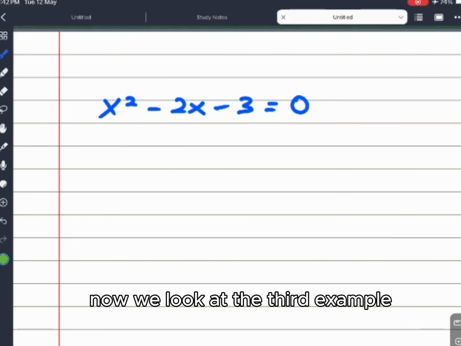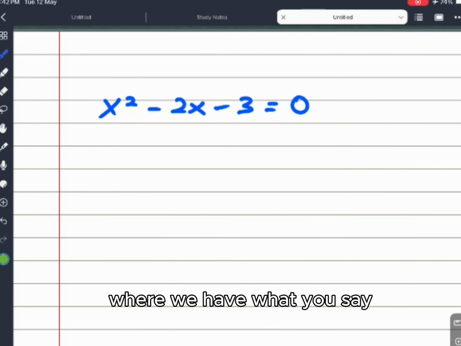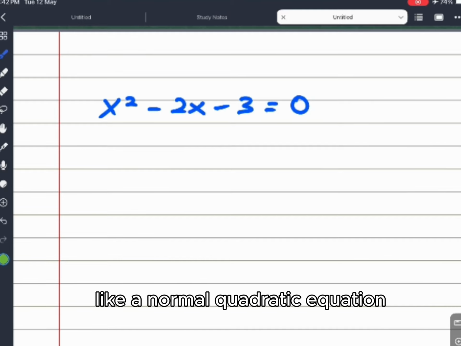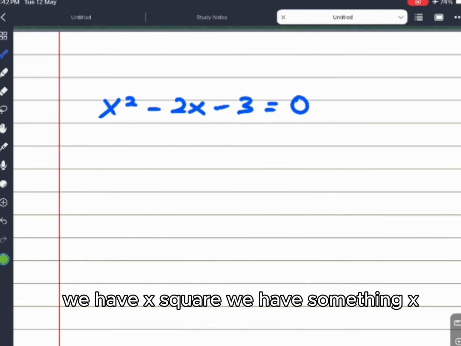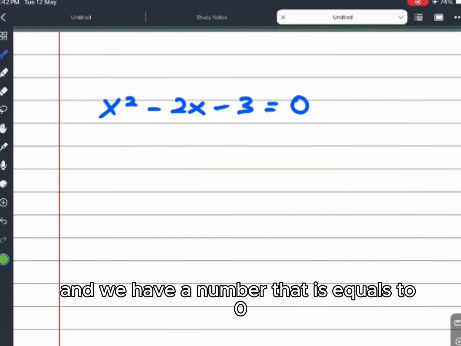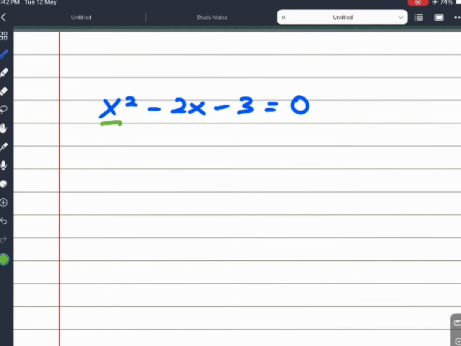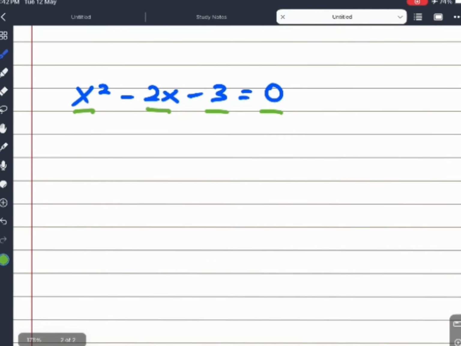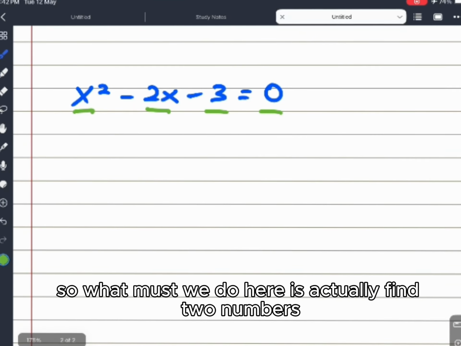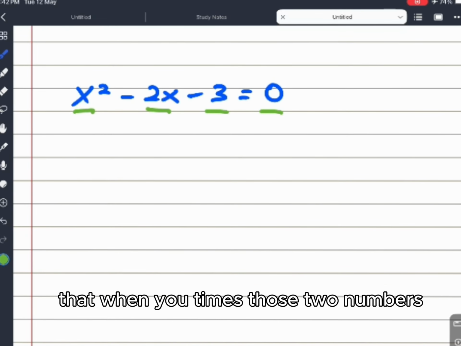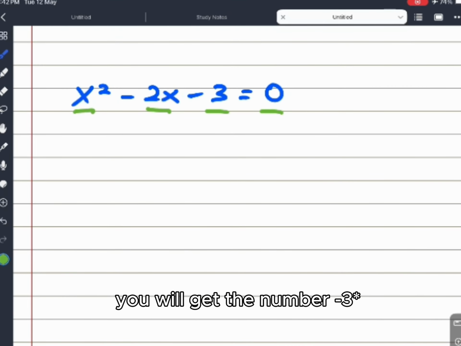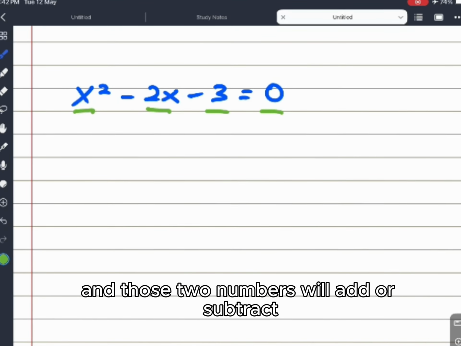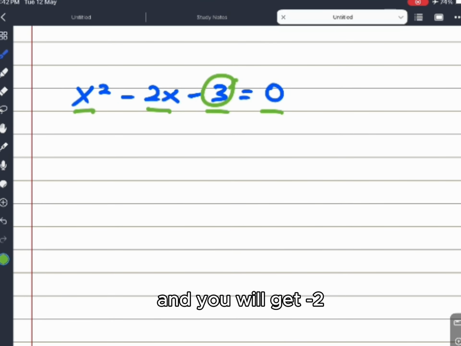Now we look at the third example, where we have a normal quadratic equation. We have x squared, we have something x, and we have a number that equals 0. So how do we factor this without using the quadratic formula? What we must do here is find two numbers that when you multiply them, you will get the number 3, and those two numbers will add or subtract, and you will get negative 2.